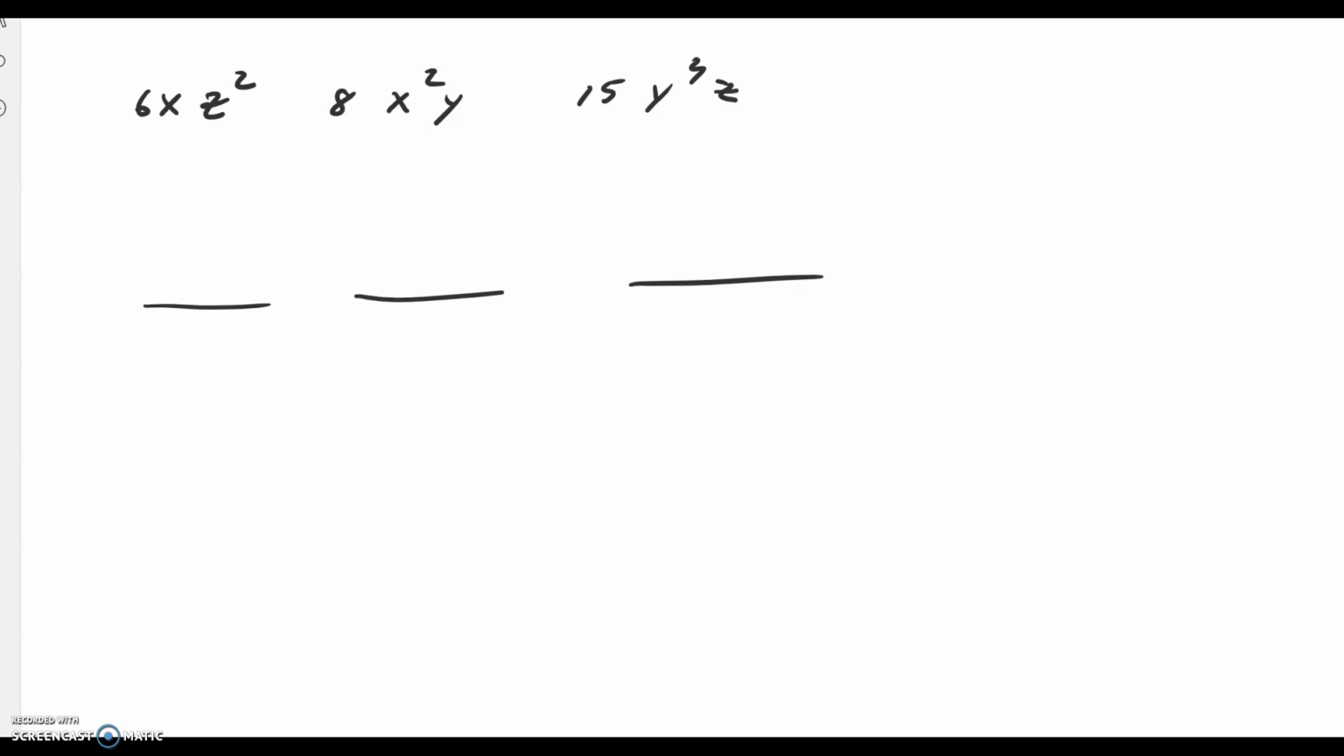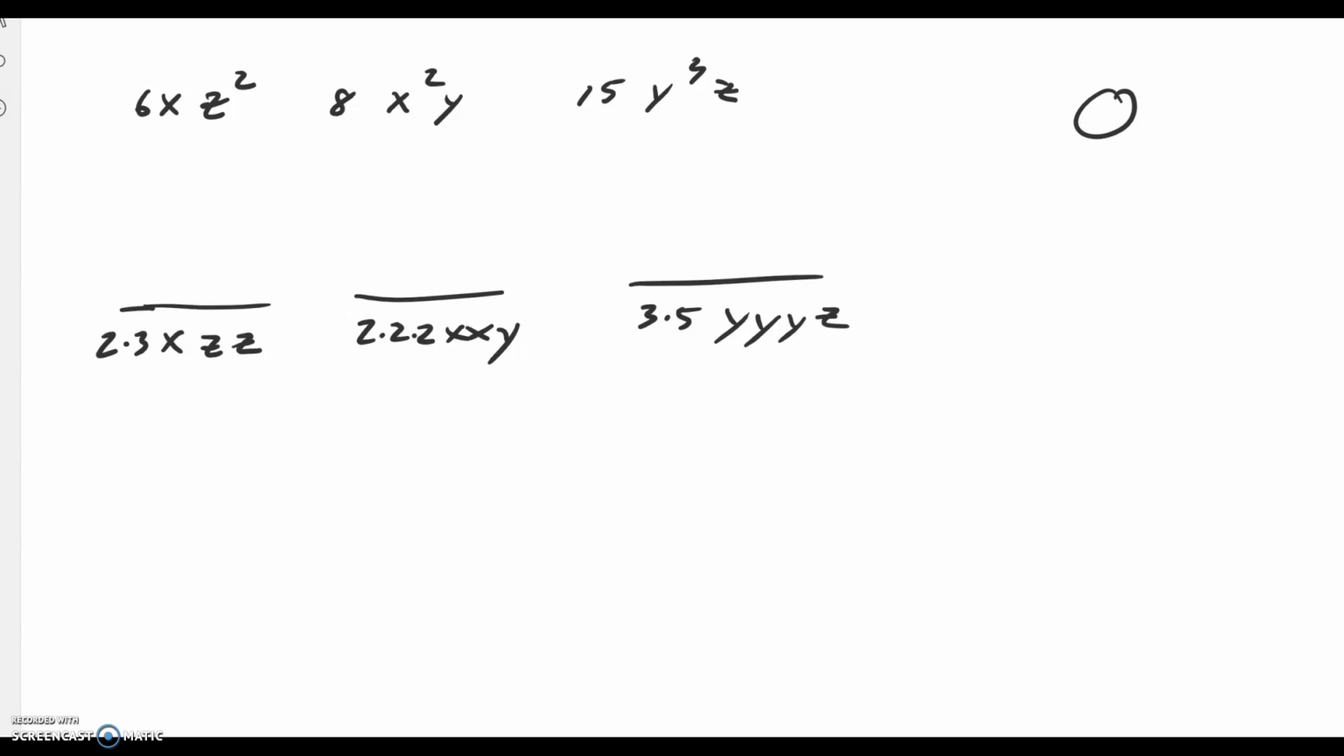So we'll follow the same idea that we did in the last problem. We're going to factor each of these quantities completely. The 6 is 2 times 3. We have an x and we have a couple of z's. The 8 is 2 times 2 times 2. We have a couple of x's and a y. The 15 is 3 times 5. We've got 3 y's multiplied together and a z.